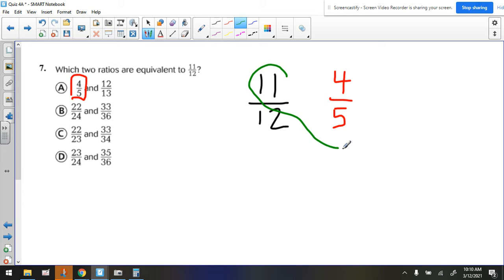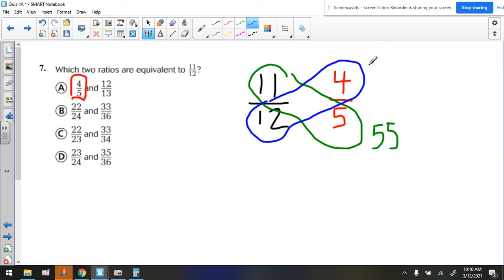So if we do 11 times 5, that's equal to 55. And if we do 12 times 4, so that's this times this, we get 48. So these don't match. The cross products don't match. So that number is not equivalent to 11/12, which kind of negates our need to even find this, right? So let's cross that one off the list. That one is a no, simply because this one's not equivalent.